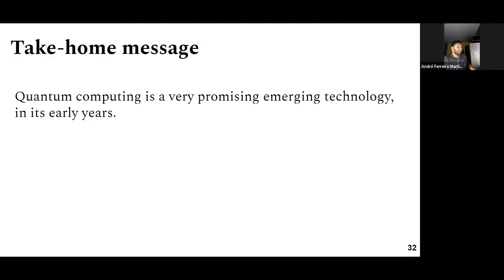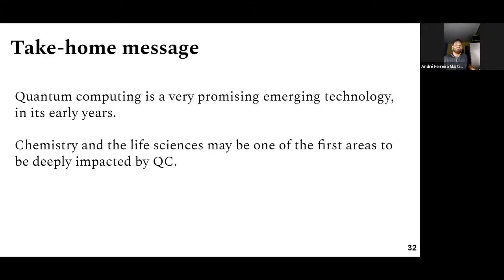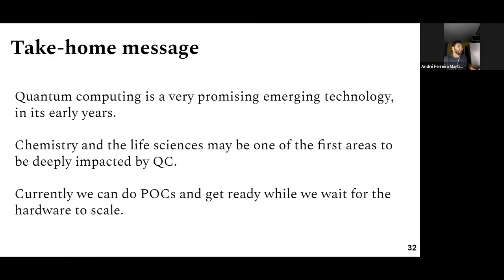And just to really end here, some take-home messages. Quantum computing is a very promising emerging technology, which is, yes, in its early years, but very, very promising. We must get ready. Chemistry and the life sciences, as I showed you, are among the applications expected to be deeply impacted by quantum computing, and in the shorter term, hopefully, right? But if we want actual deep impact, we will possibly have to wait some years yet, right? But we cannot simply wait for the hardware to come.